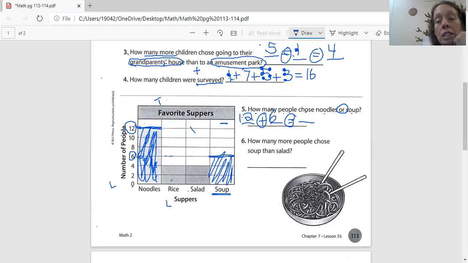So 6 touch points is double dot. That's 1, 2. Double dot. That's 3, 4. And a double dot. That's 5, 6. And here's how we count it. 12, 13, 14, 15, 16, 17, 18. My answer is 18.